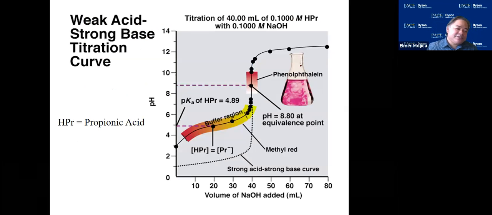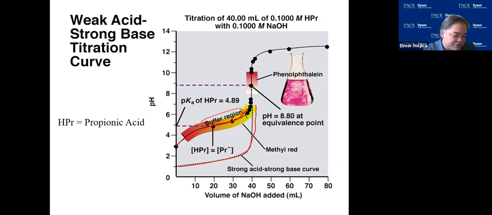Now for the weak acid strong base titration curve like this one, this is how it looks. So see the difference here? If it's a strong acid strong base, you started here. But since it is a weak acid strong base, you started a little bit higher. And as I have told you before, before the equivalence point, they behave like a buffer. That's why we put the buffer region here.